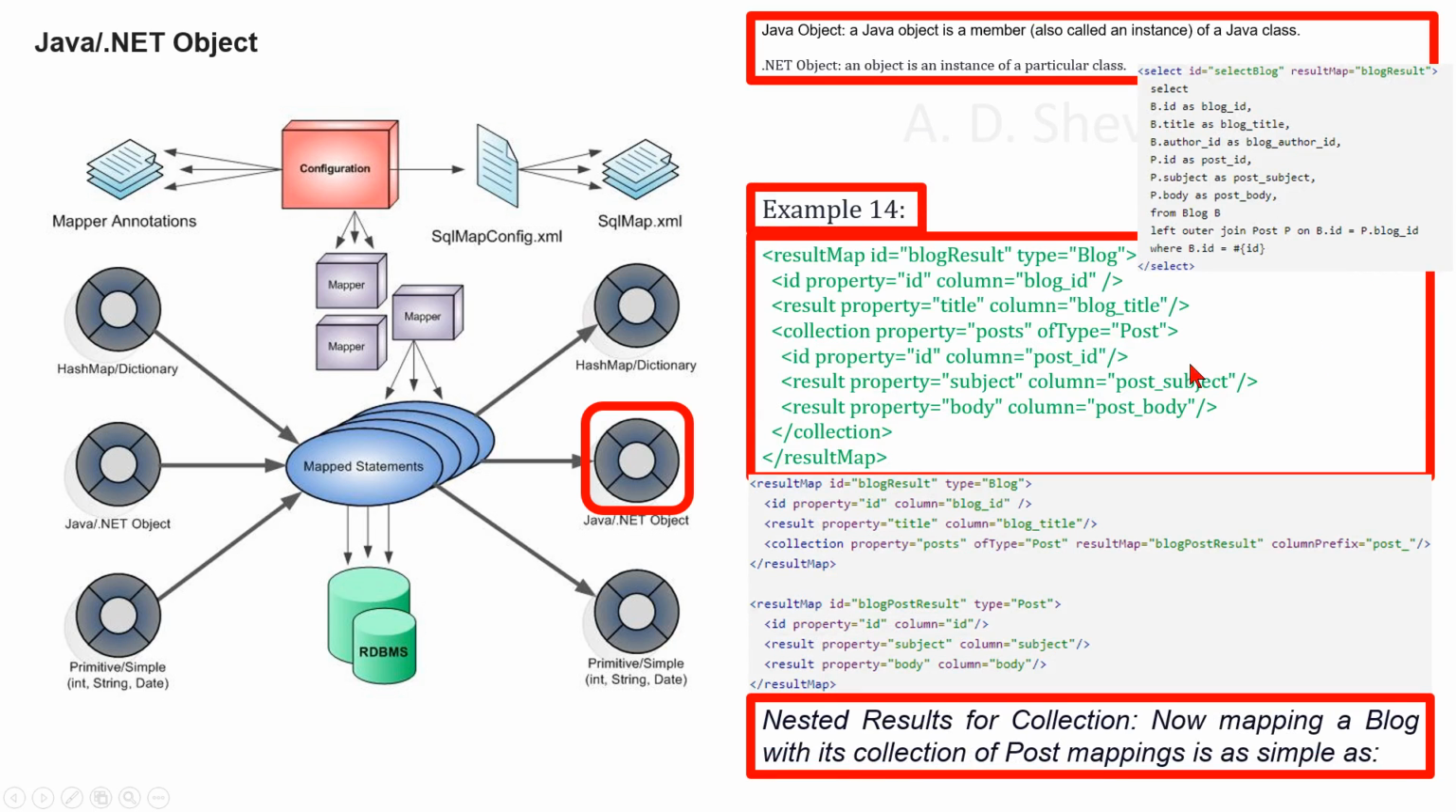Now we are considering nested results for collection. Now mapping a blog with its collection of post mappings is as simple as here. By this point you can probably guess how nested results for a collection will work, because it's exactly the same as association, but with the addition of the ofType attribute applied.